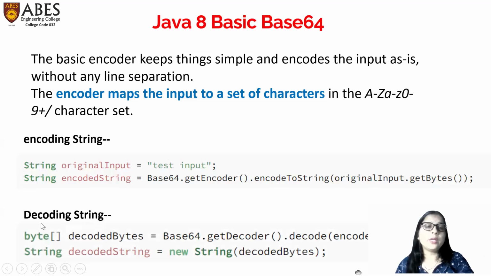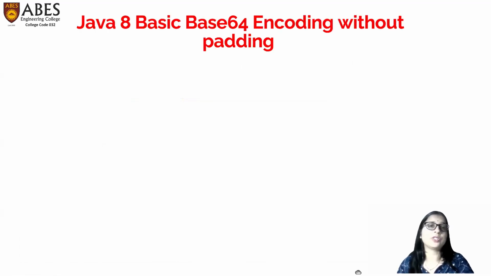How do we do decoding? While decoding, we use the decoder method, that is getDecoder, and the encoded string is passed as an argument here. That way you may reverse the process and decode the message.